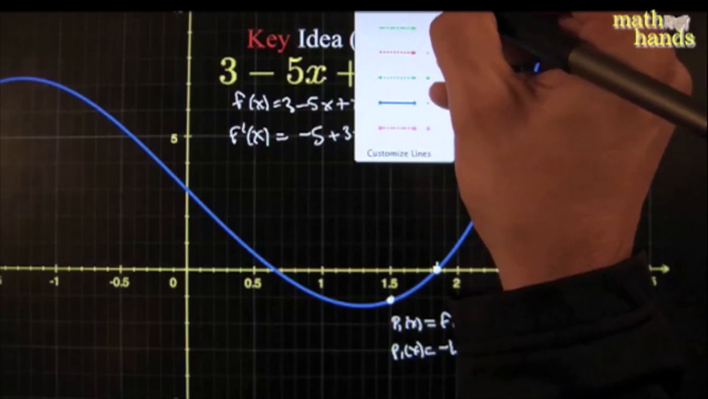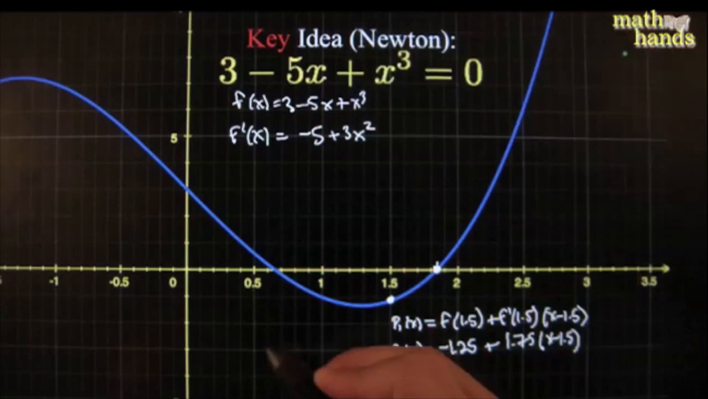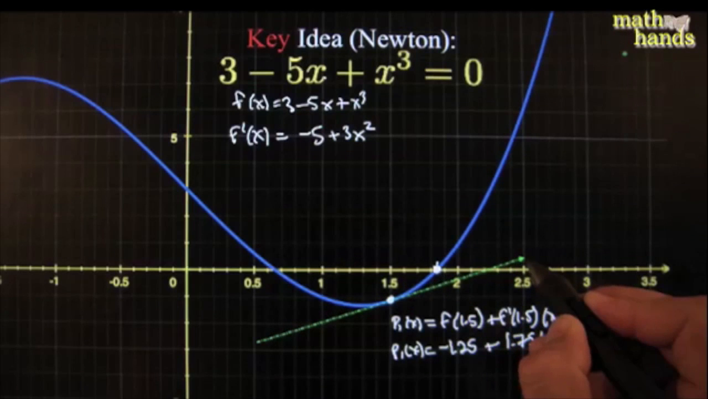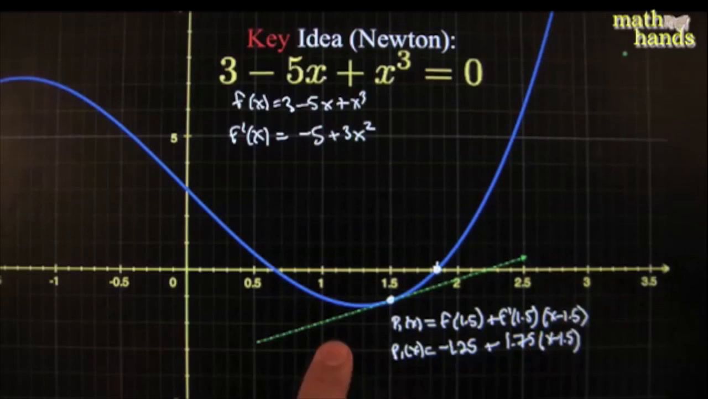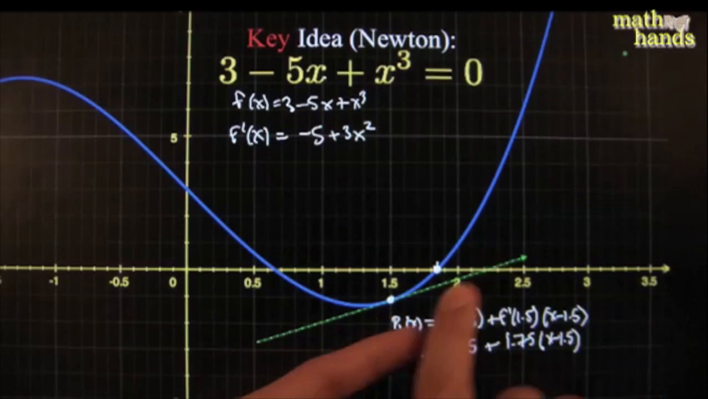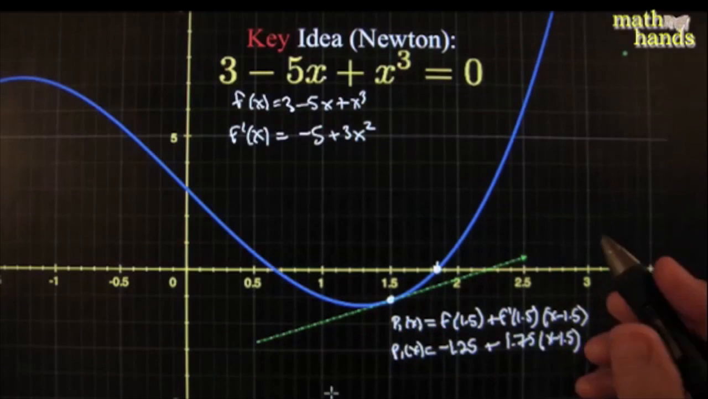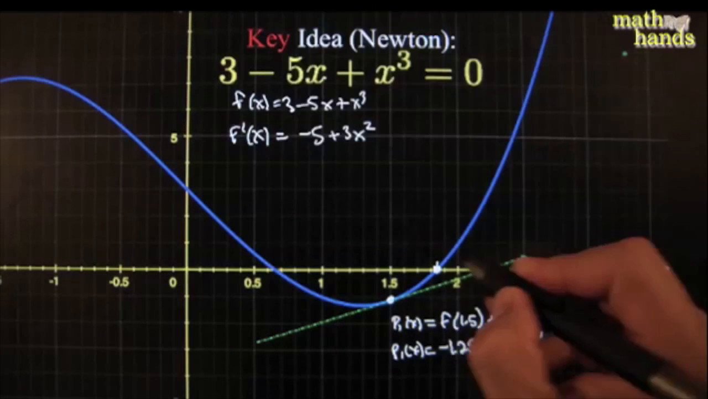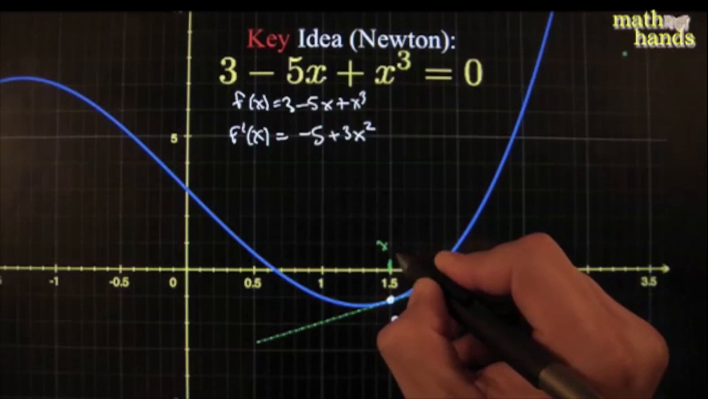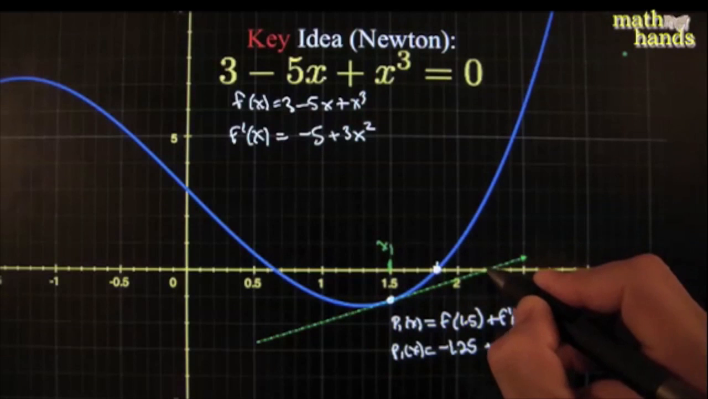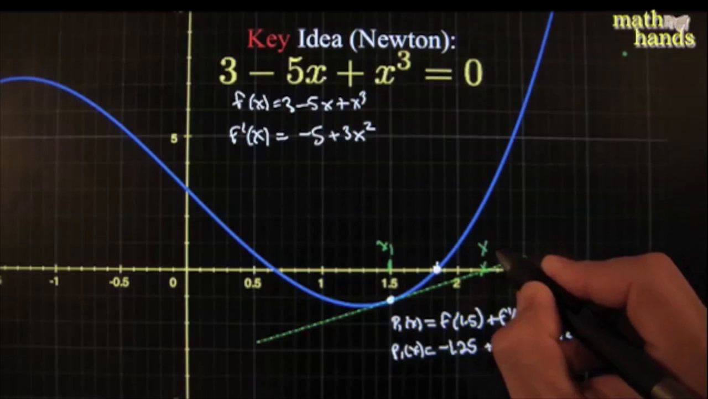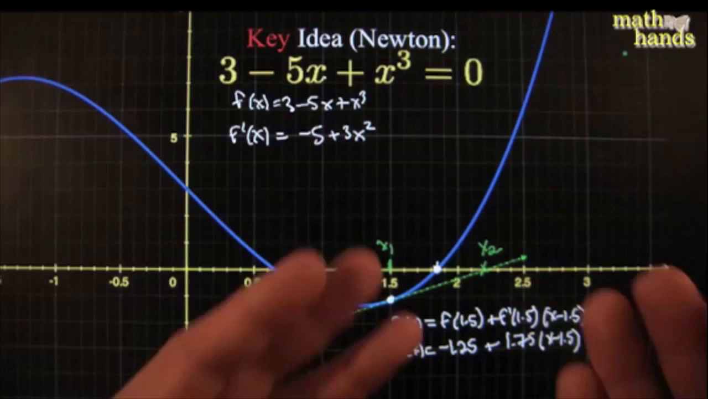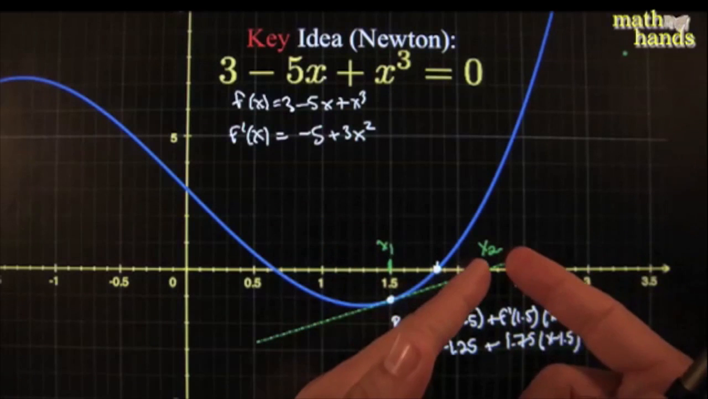Let me see if I could draw it. I'll draw it with the dashed. This is my first line right here. It's tangent and it's pointing me that way. It's telling me, hey, go that way, buddy. The solution is that way. The next goal, of course, is to figure out this point right here. If this is my starting point, x1, then this is my second point here. I'll call this x2.